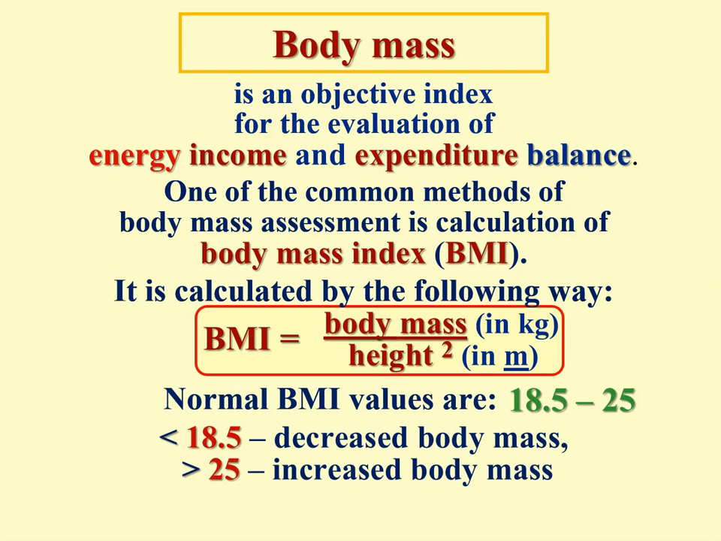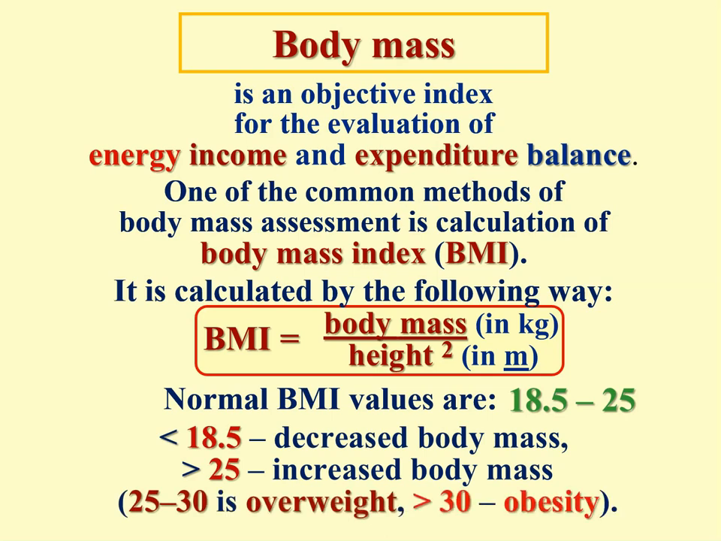And here, unfortunately, we sometimes have much more than simply 25, so there is differentiation. From 25 to 30, it's overweight. And above 30, it's already called obesity. Obesity is excessive accumulation of fat.